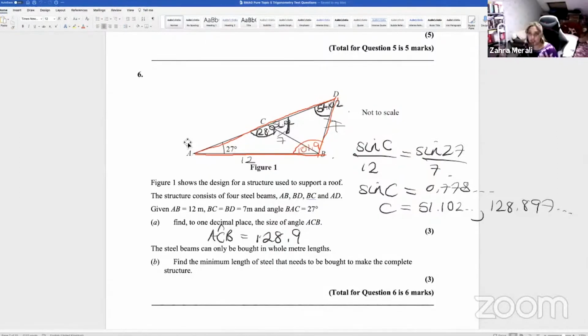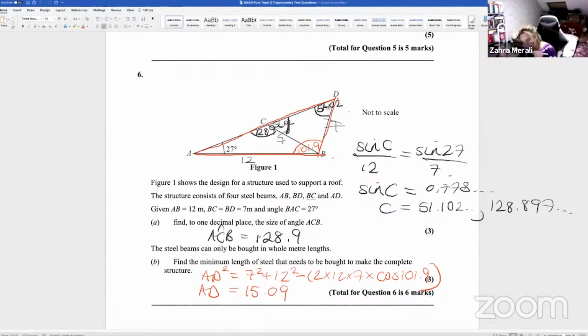So we can use the cosine rule to find A to D. So AD squared equals 7 squared plus 12 squared minus 2 times 12 times 7 times cos of 101.9. Stick that all in your calculator and take the square root. And you end up with AD equals 15.09.